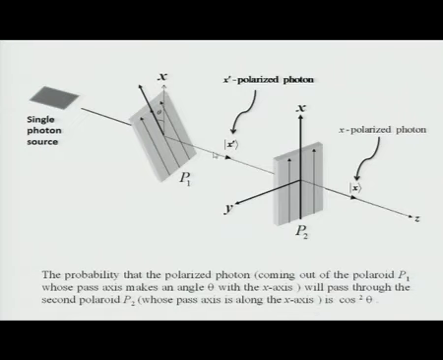So, one photon will pass through, another identical photon may not pass through. There is a certain probability that a polarized photon may pass through the second polaroid or may not pass through. The probability is cos square theta.